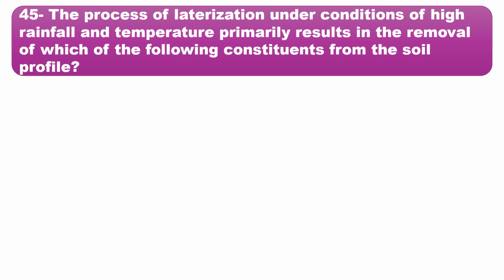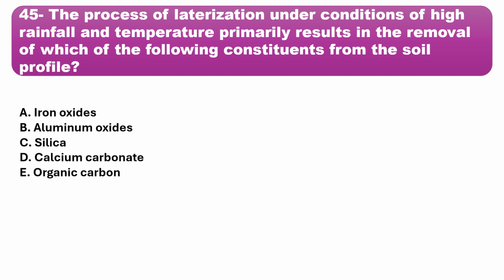And here is the 45th question. The process of laterization under the conditions of high rainfall and temperature primarily results in the removal of which of the following soil constituents from the soil profile? The options are A. Iron oxides, option B. Aluminum oxides, option C. Silica, option D. Calcium carbonate, and option E. Organic carbon. Due to conditions such as high rainfall and temperature, the silica will be removed from the soil profile. The correct answer here is option C, silica.